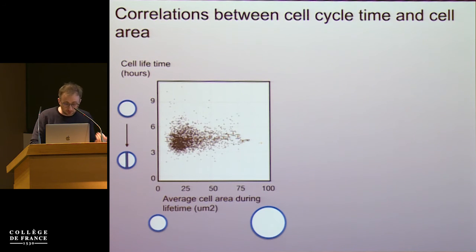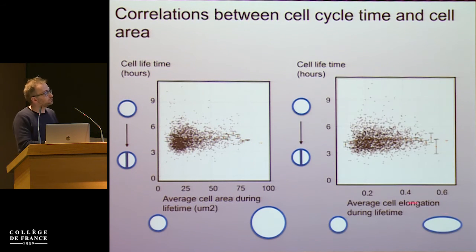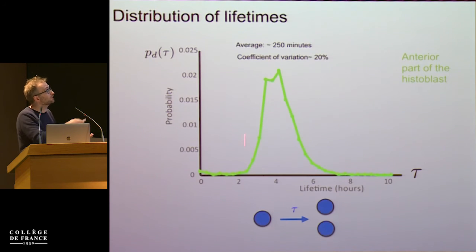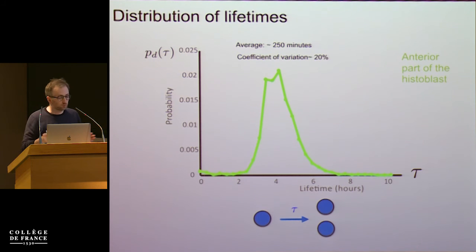So the cell lifetime does not depend on the geometry, and we also tried other quantities like the cell elongation, and also absolutely no correlation. So the cell division rate or the cell cycle lifetime seems to be independent of geometry. So then we said, okay, let's just look at the distribution of lifetime, and of course there is a probability distribution. It's relatively peaked. The average is about 4 hours, and there is a coefficient of variation of about 20%, so some uncertainty in this cell cycle time.